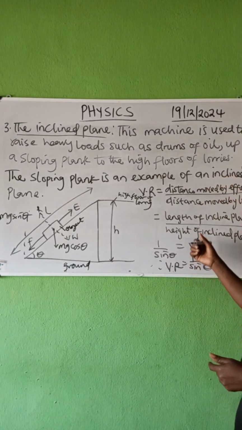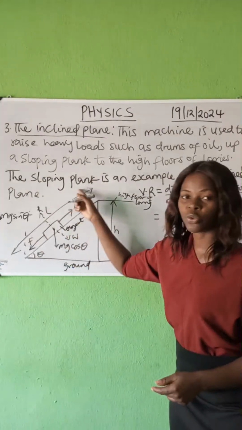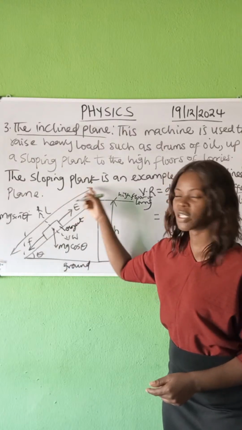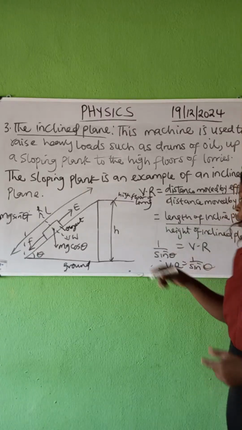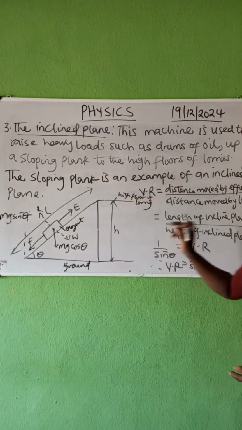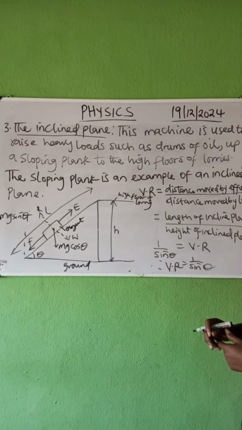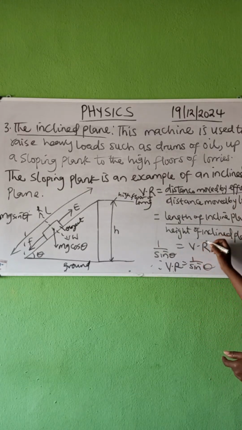The velocity ratio is the distance moved by effort, which is L. I told you the effort is being pulled from this distance to this distance, over the distance moved by load, which is what? H. All right. Now we can also say that velocity ratio is the length of the inclined plane, that is L, over the height of the inclined plane, that is this H. In a nutshell, we can say that 1 over sine theta is equal to VR.